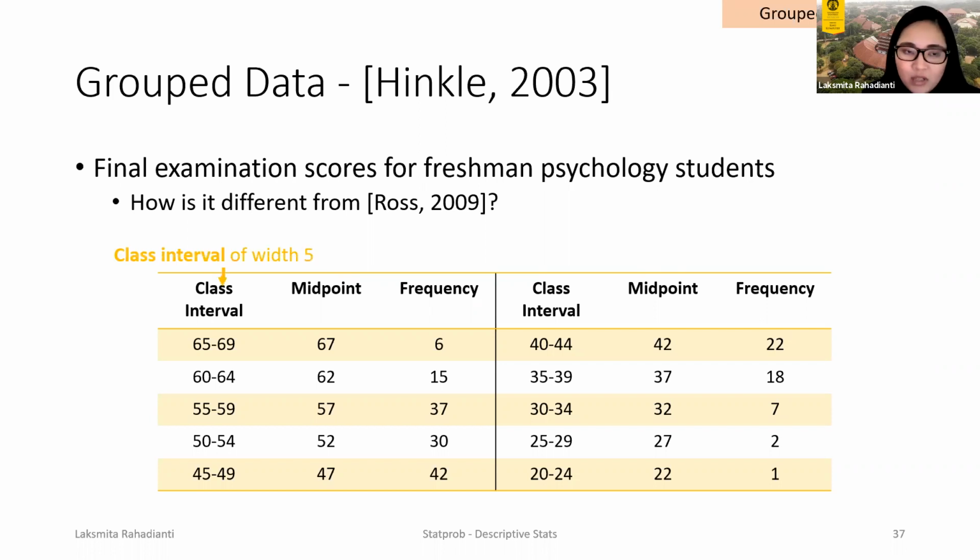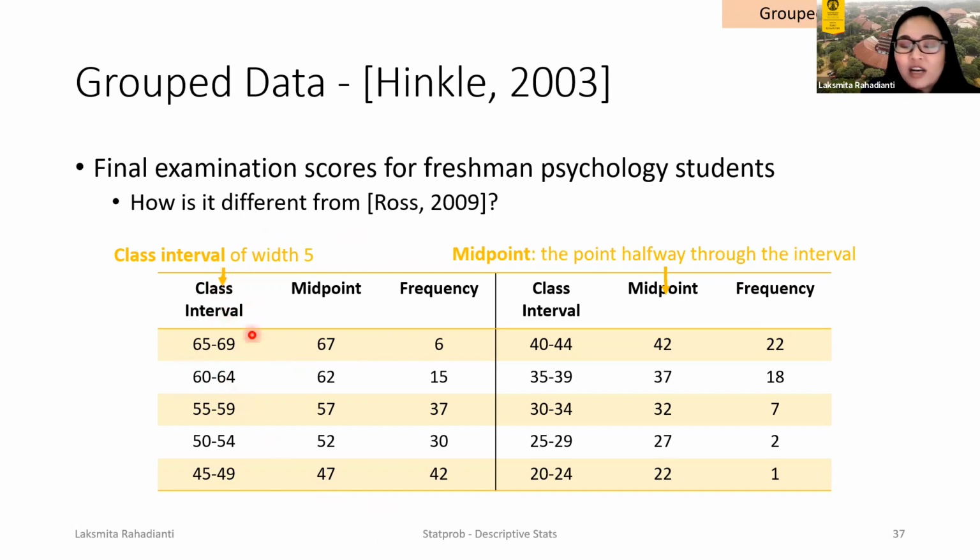So the first one, you can notice that there is a class interval of width 5. So here it's 65 to 69. This is 60 to 64. Note that unlike the Ross convention, which repeated the value again in the next interval, however it's not included in the first interval, here it's different, right? It's 64 and 65.